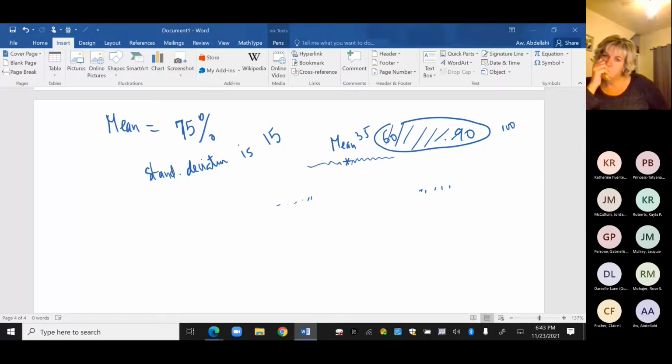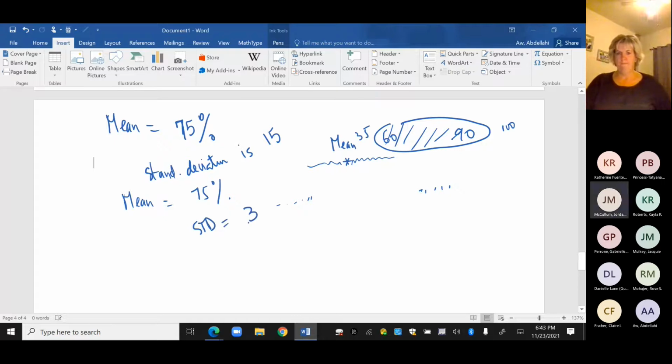Now if I say we did a test, the mean is 75%, but the standard deviation is only 3. What does that mean? The class with standard deviation 15 and the class with standard deviation 3, who did better, with the same average? What do you think?